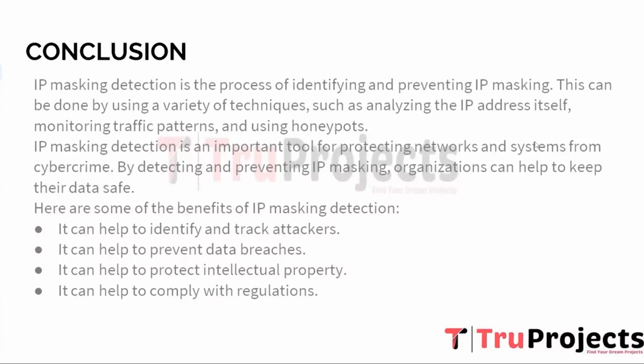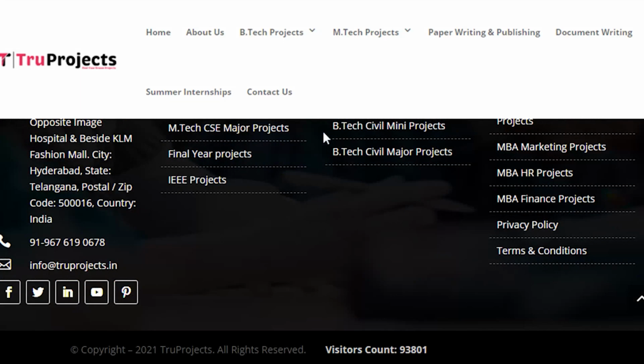Here are some of the benefits of IP masking detection: it can help to identify and track attackers, it can help to prevent data breaches, it can also help to protect intellectual property, and it can also help to comply with regulations.